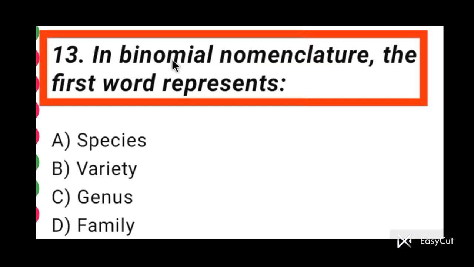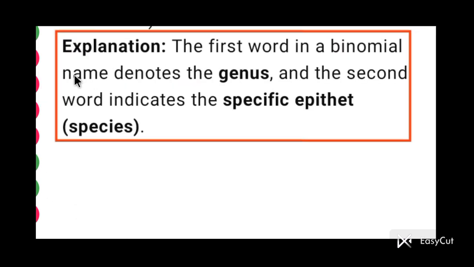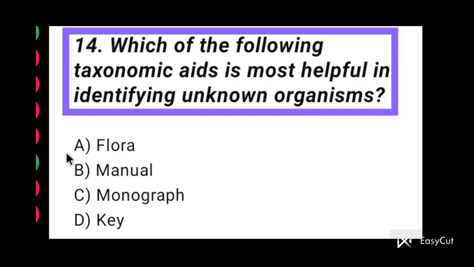Question number 13. In binomial nomenclature, the first word represents genus. So option C is correct for question number 13. The first word in a binomial name denotes the genus and the second word indicates the specific epithet, a species. Question number 14.